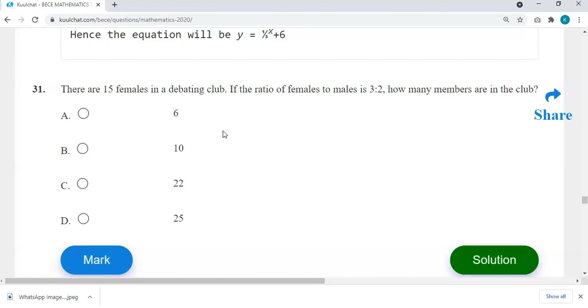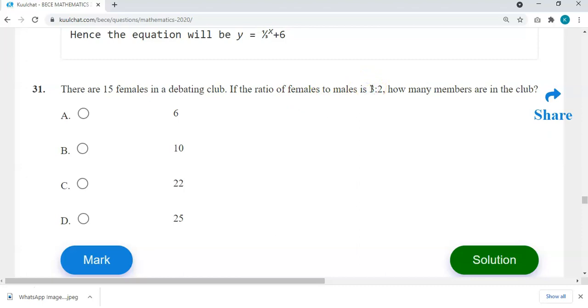So to get the value, just like we did for the fraction, to get the value from a ratio, the ratio over the sum of the ratio times the total will give you the particular ratio value you want to calculate. Okay, so here we don't know how many members are in the club, but it says the ratio of females to males. So the ratio for female is 3.